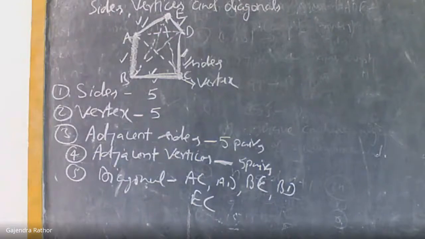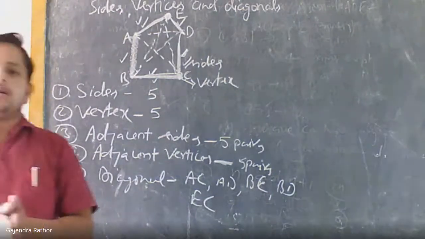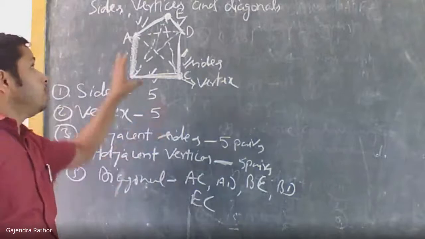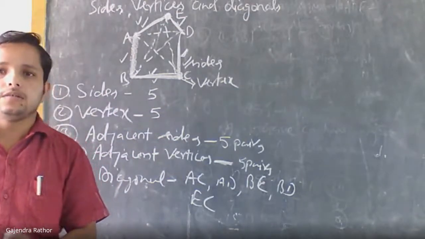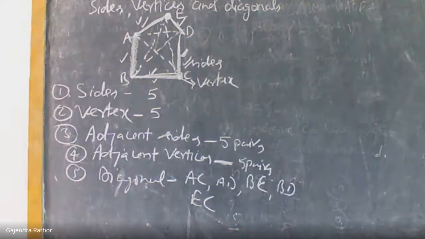Okay, so regarding these 3 points, side, vertex and diagonals, if there is any doubt, kindly ask me. Please don't chat here. Ritisha and Sifana, don't chat. Ask your doubt regarding diagonals, vertices and sides in any polygon.